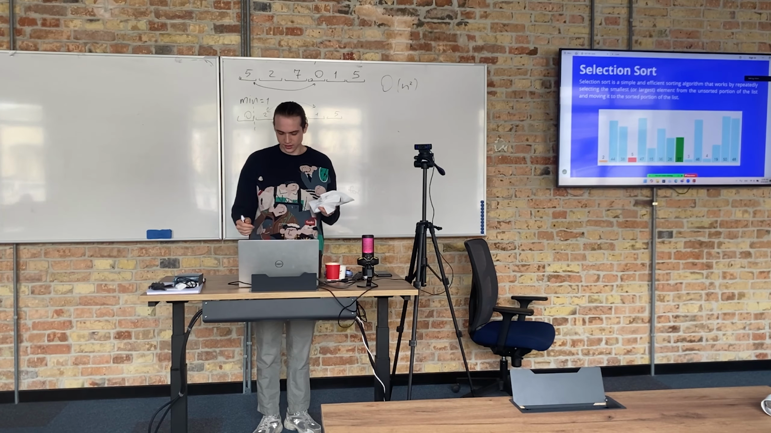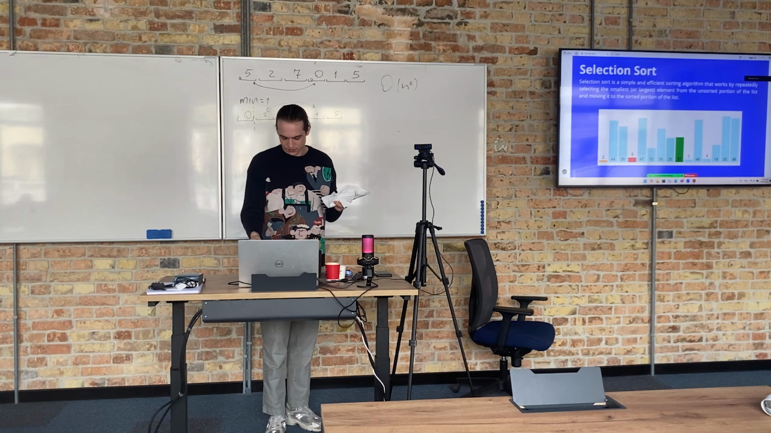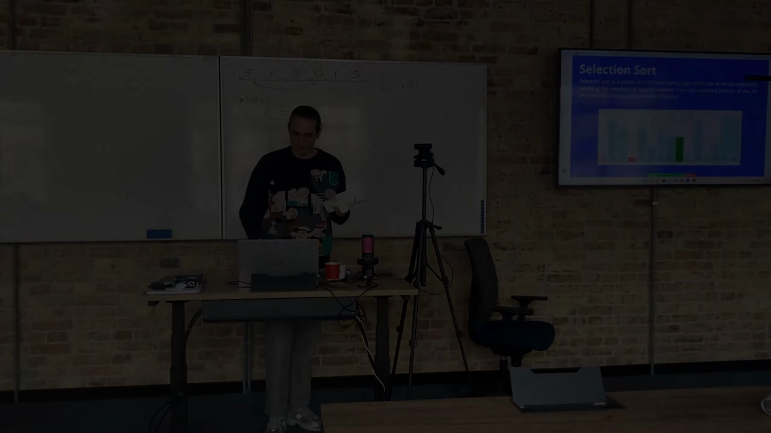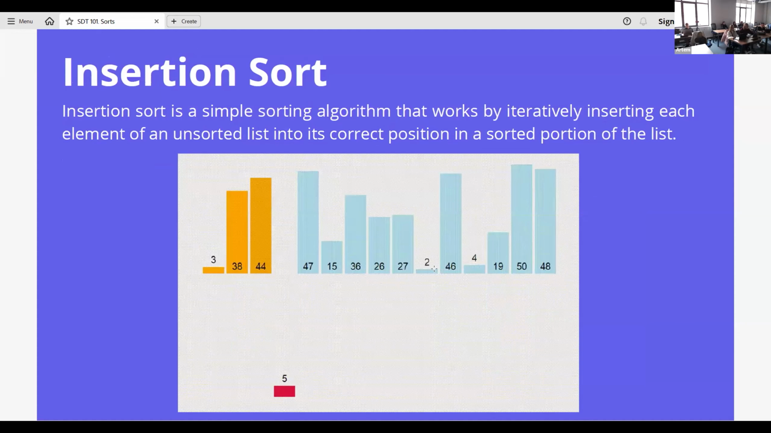So, insertion sort. I have something strange with insertion sort, because I don't understand how it works. Okay. So, insertion sort. Let's start from the beginning. We have our unsorted array.